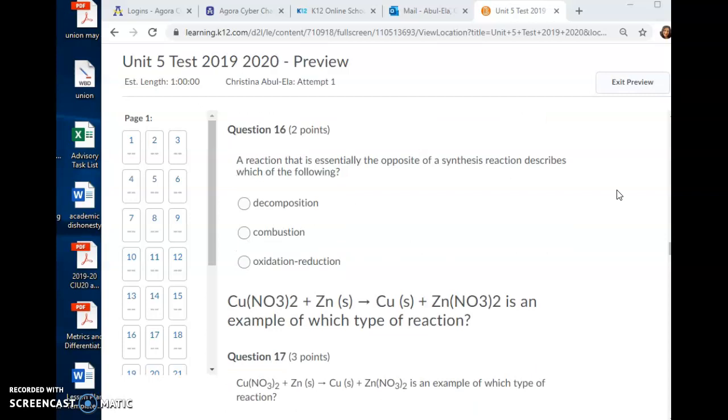Question 16. A reaction that is essentially the opposite of a synthesis reaction describes which of the following? Decomposition, combustion, oxidation reduction.